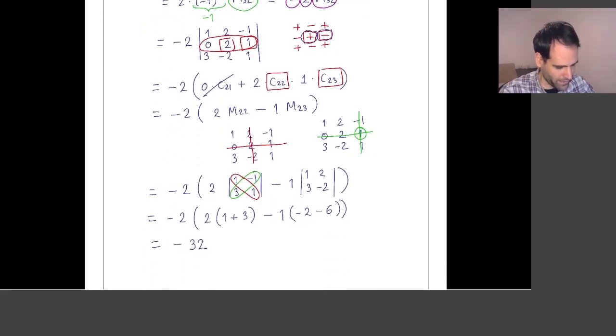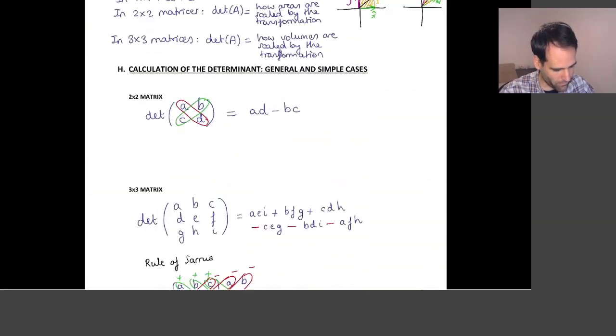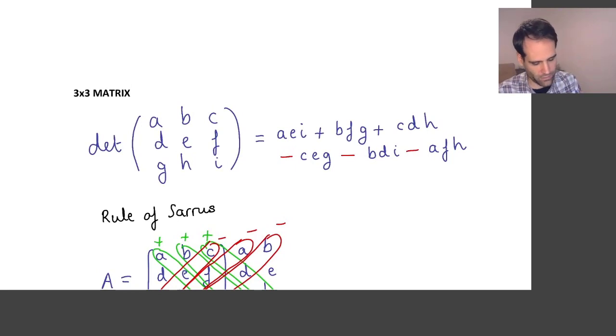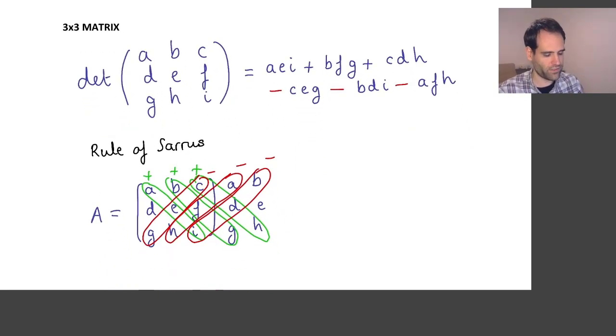Notice that if you use the Laplace expansion method on a 3 by 3 matrix, what you get is exactly what we already knew, which is easier to remember: just do the rule of Sarrus.